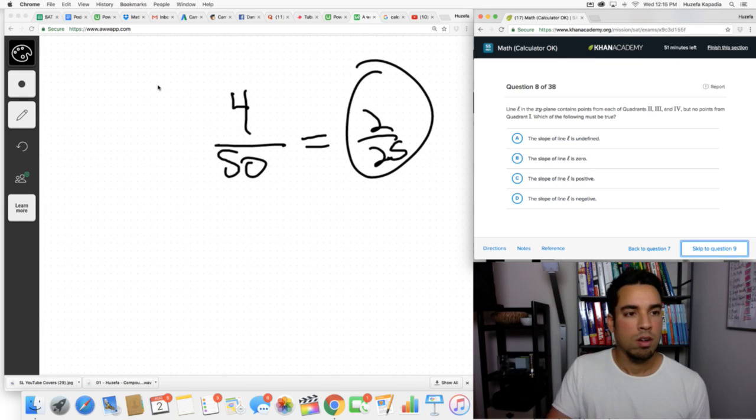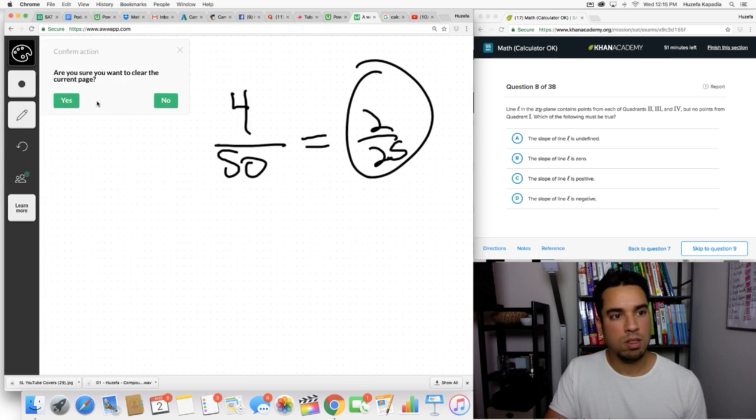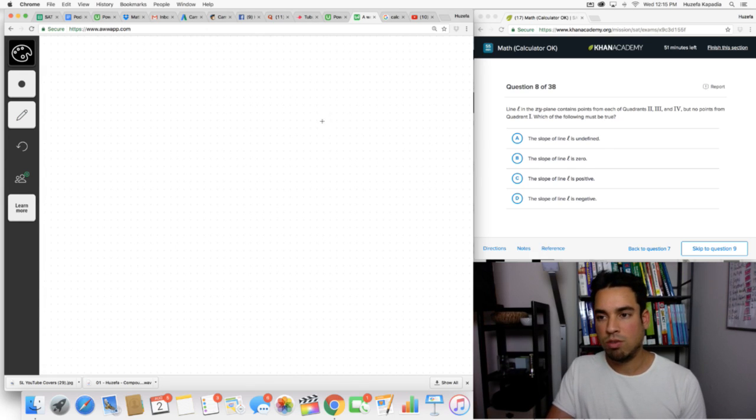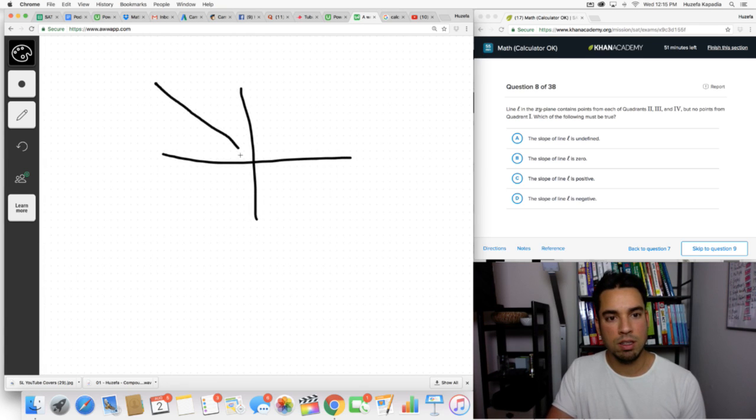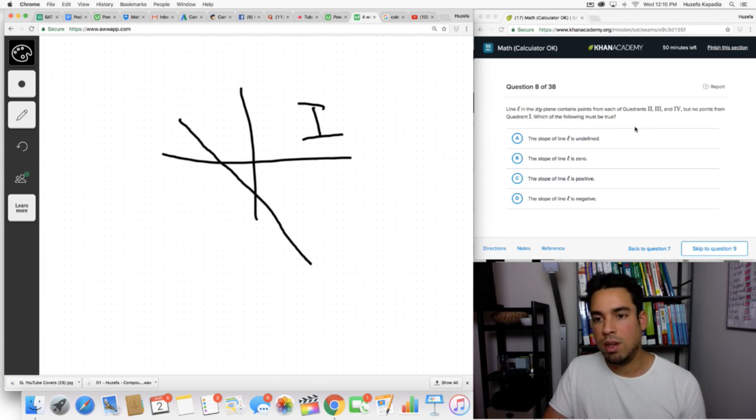Okay, so let's go on to this one. It says line L in the XY plane contains points from quadrants 1, 2, 3, and 4, but not in 1. So if we drew this out, it'd be a line like this. Oops, not like that. It goes right through the origin. It'd be a line like this. So here's quadrant 1, okay? Which of the following must be true?